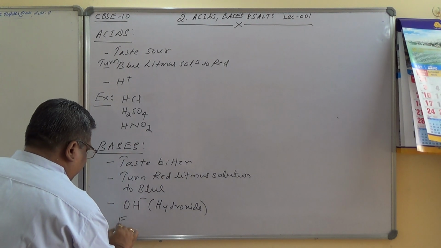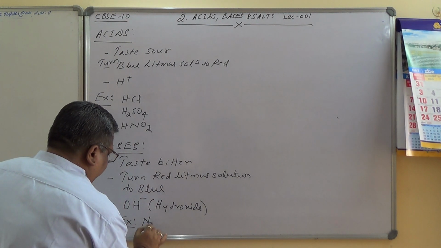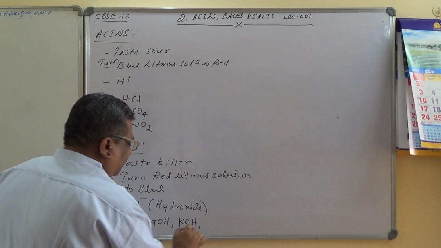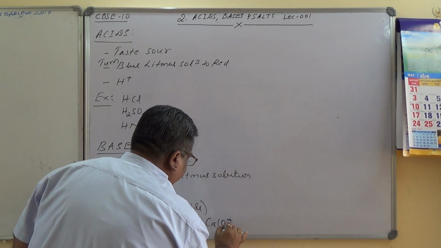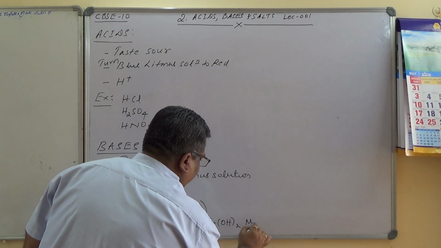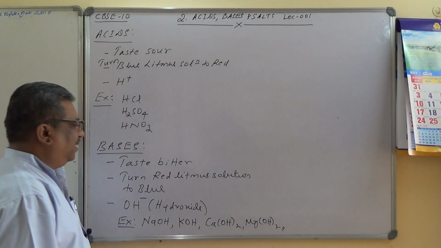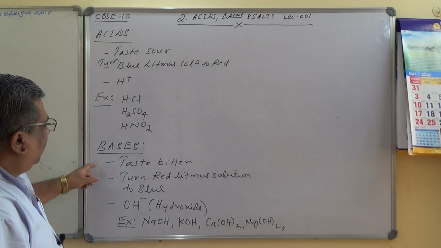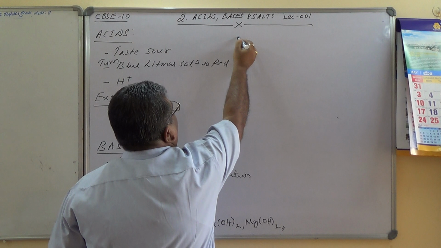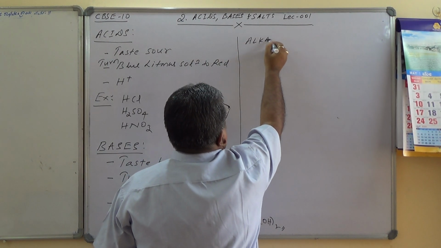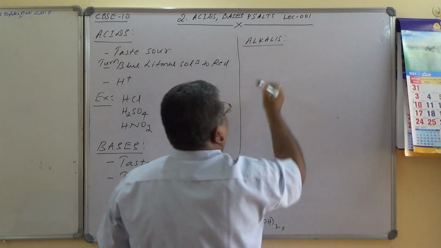Which are the examples here? Sodium hydroxide, potassium hydroxide, calcium hydroxide, magnesium hydroxide, etc. These are the bases. Now again in bases you have one more thing, alkalis. What are alkalis basically?